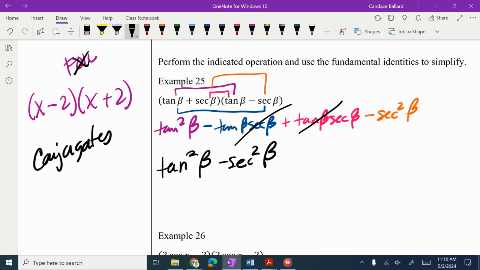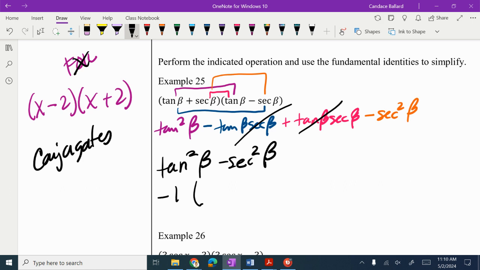Look at the one in the middle, the very middle of the sign. It says secant squared minus tangent squared. So what's wrong with these signs? They're flipped. Is there an easy way to flip the signs the other way? Multiply by -1 or factor out a -1. So I'm going to do that.